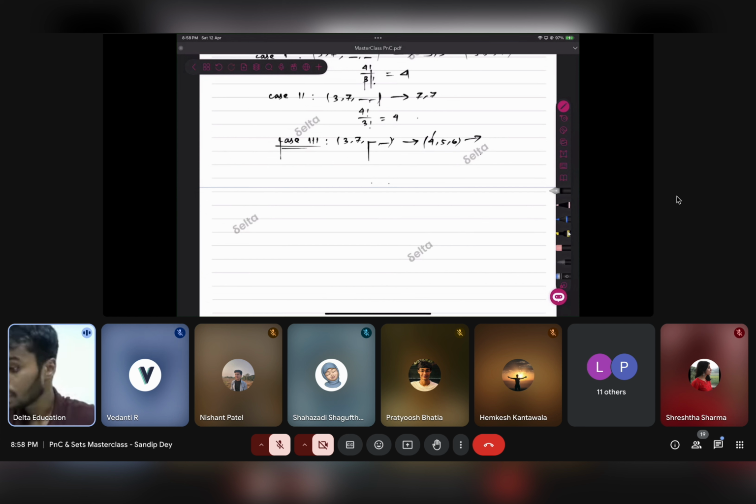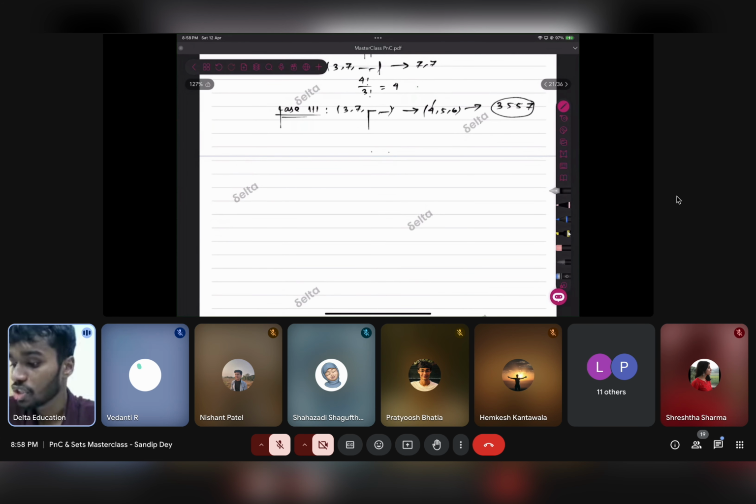Let's understand this. Let's say I am picking 5 from here. From 4, 5, 6, I am picking 5 and I am using it twice. So what I will get is 3, 5, 5, 7. All these combinations include 3, two 5s and 7, and so on for all those 3 numbers. So how many ways can I get the permutations?